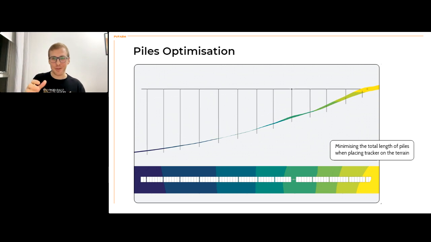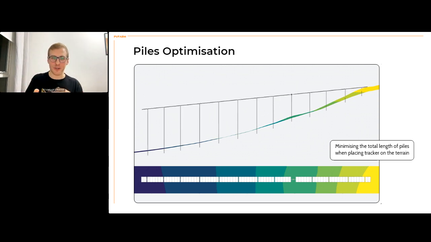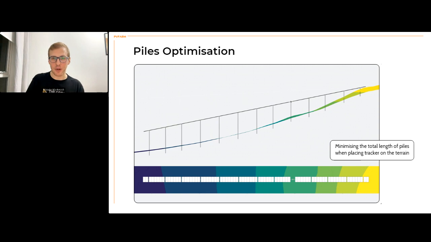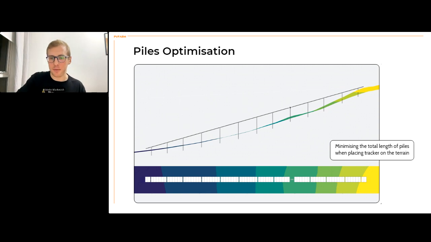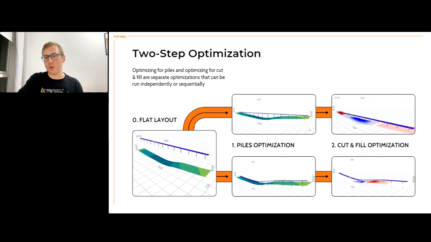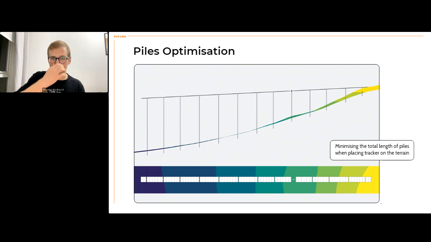Again, it's a game of constraints, so we basically add more constraints and we optimize for piles. So that's what piles optimization is. And then when we do cut fill optimization, we can run the cut fill optimization together with piles optimization. So we can start mixing those things, and we can run them independently or sequentially. So let's go to the next principle.